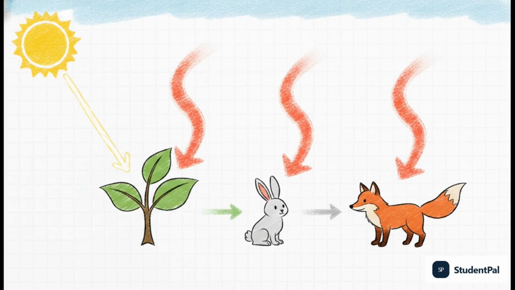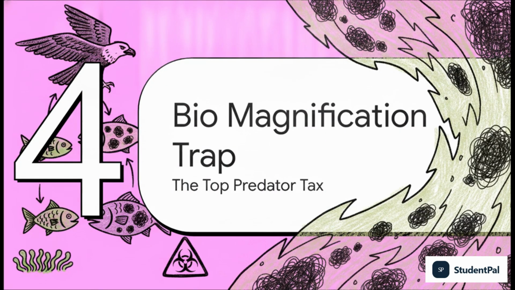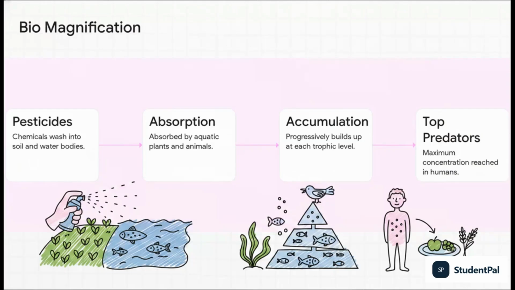Because nature places this strict 90% tax on energy at every single step, food chains rarely exceed 3 or 4 steps. There just isn't enough energy left. And crucially, this energy flow is strictly unidirectional. The energy passing to the herbivores never ever goes backward to the producers. Which brings us to Section 4, the biological magnification trap, the top predator tax. So while energy rapidly decreases as we climb up the food chain, something else actually increases. Let's trace the journey of a harmful, non-degradable chemical, like a synthetic pesticide used on crops.